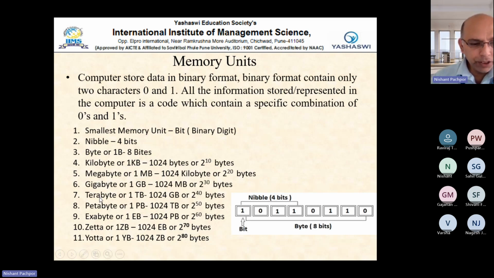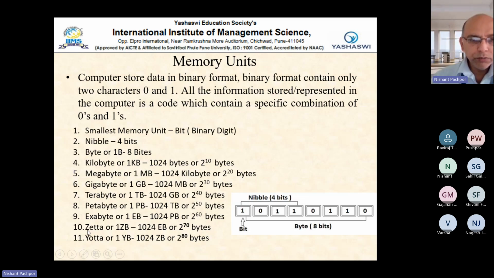गिगाबाईट नंतर टेराबाइट्स येतात, टेराबाइट्स नंतर पेटाबाइट्स येतात, एक्झाबाइट्स येतात, एक्झाबाइट नंतर झीटाबाइट येतात आणि योटोबाइट येतात. That is, in the last we have 1024 zettabytes means it is 1 yottabyte. 1024 exabytes means it is 1 zettabyte. It is 2 raised to power 70 bytes that will be converted into a zettabyte.